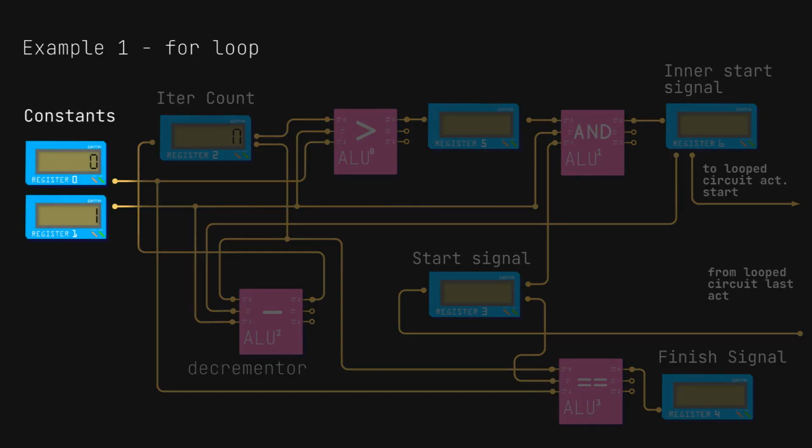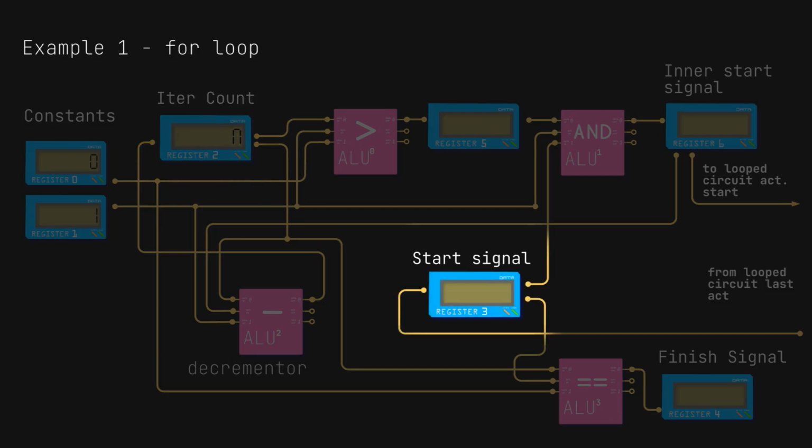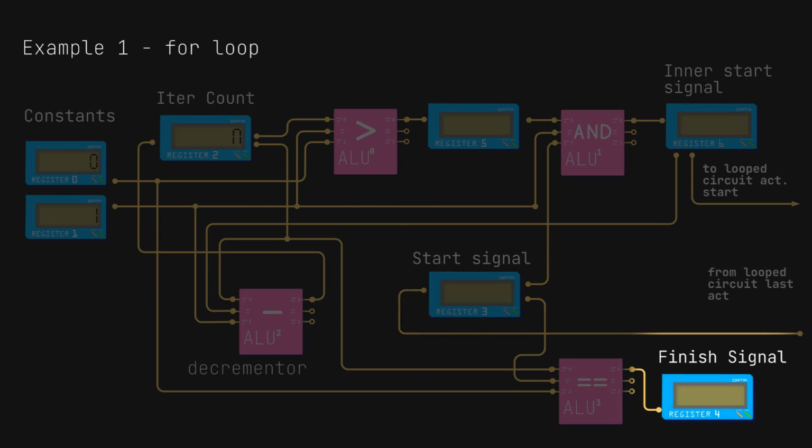Okay, let's get our hands dirty. First, let's keep registers 0 and 1 with values 0 and 1, because these constants are useful. Second, register 2 should keep count of how many iterations we still need to run. Register 3 is the start signal, and register 4 is the finish signal.